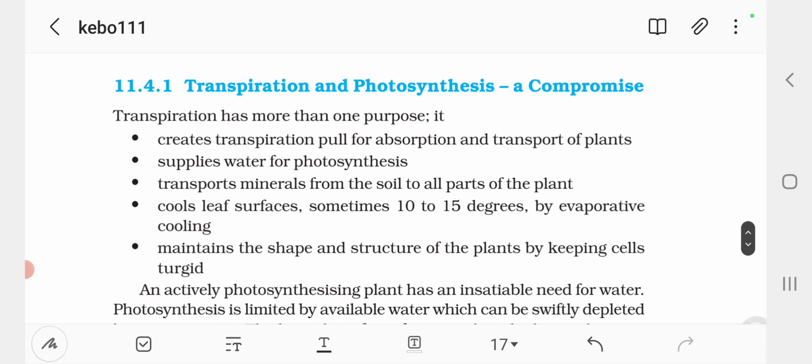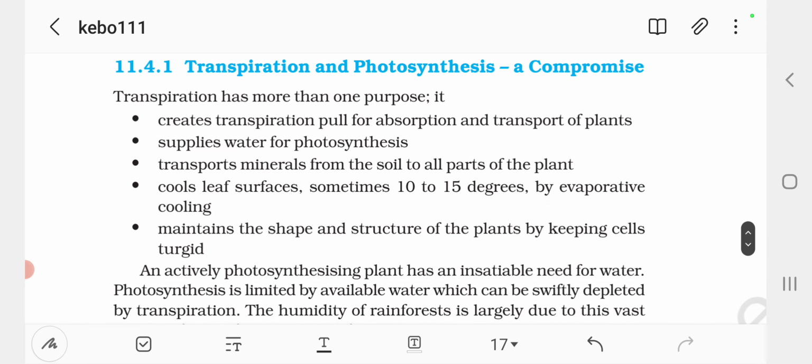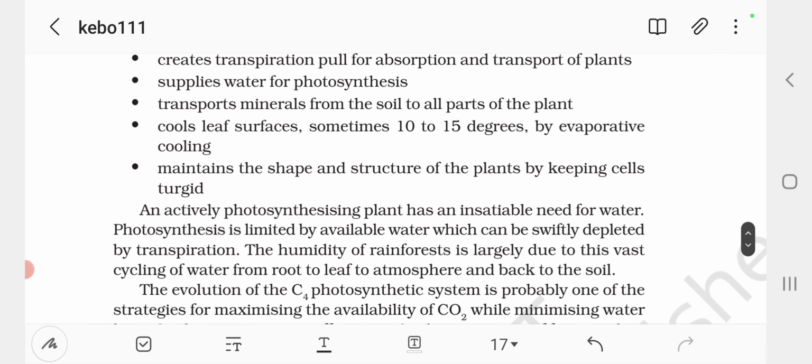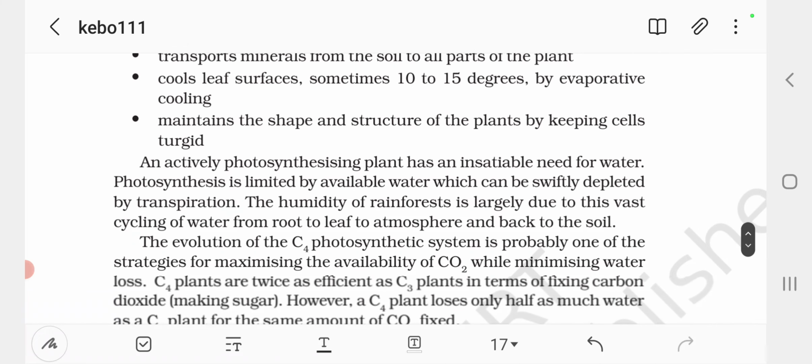11.4.1 Transpiration and photosynthesis, a compromise. Transpiration has more than one purpose. It creates transpirational pull for absorption and transport in plants, supplies water for photosynthesis, transports minerals from the soil to all parts of the plant, cools leaf surfaces sometimes 10 to 15 degrees by evaporative cooling, and lastly, maintains the shape and structure of the plants by keeping cells turgid.